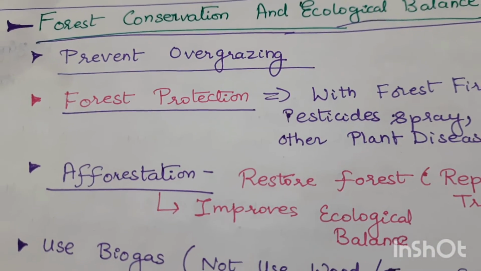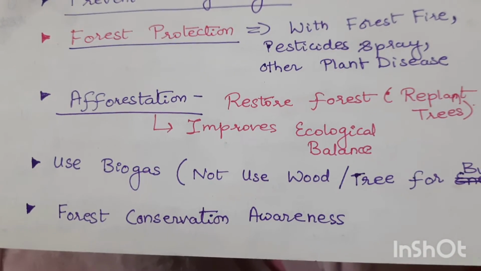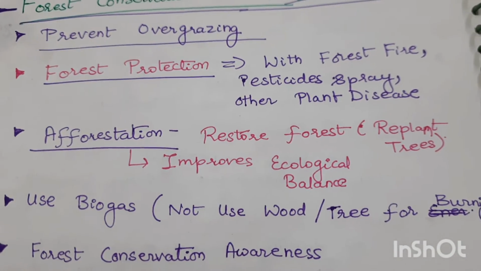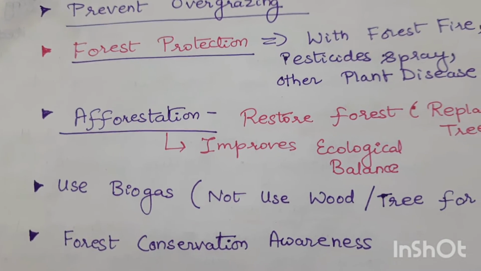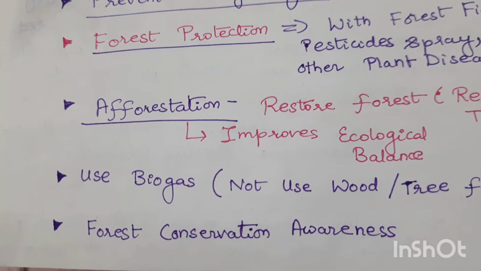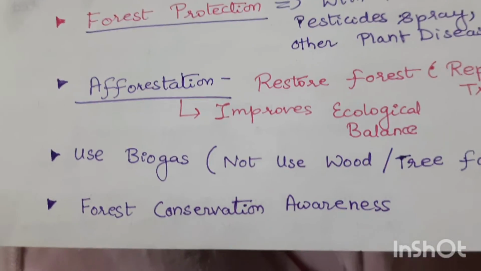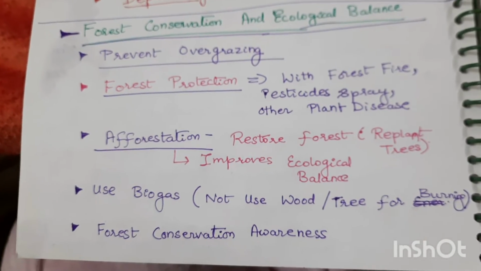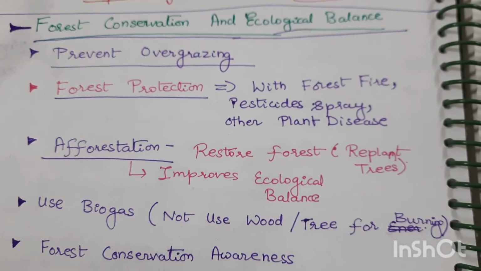And we also have to prevent overgrazing of the grasslands. We have to use an alternate source for tree or wood burning, that is biogas, which is a good alternative, eco-friendly fuel. And we have to increase forest conservation awareness. So these are the factors which will conserve the forest and maintain ecological balance.